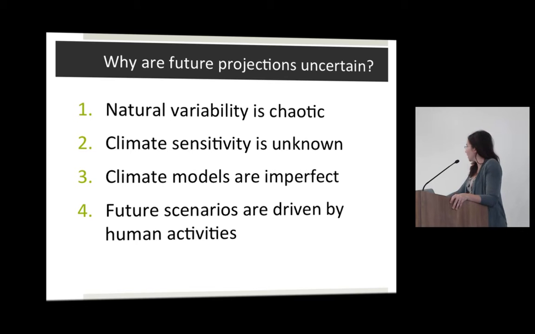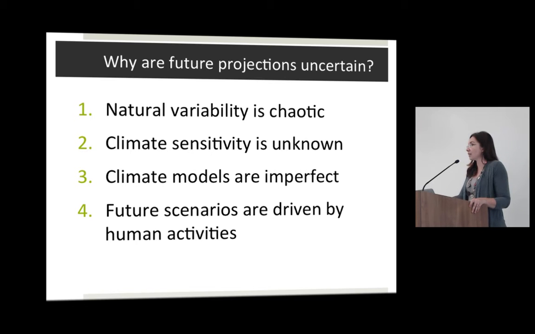First of all, they're uncertain because we have natural variability, which is chaotic. And chaotic means simply that it depends critically on initial conditions. Initial conditions that are often not resolved by observations. So natural variability is chaotic. Climate sensitivity is unknown.